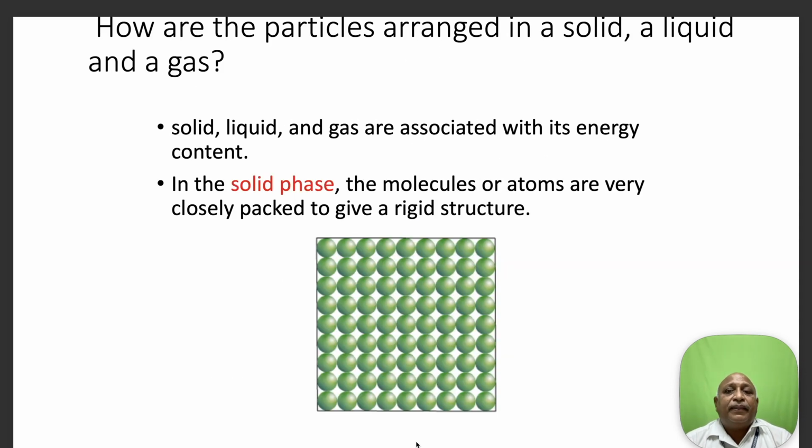Next we'll see how the particles are arranged in solid, liquid and gas. Solid, liquid and gas are associated with their energy content. In the solid phase, the molecules or atoms are very closely packed to give a rigid structure. By seeing the picture, you can understand that the molecules or atoms in the solid material are rigidly packed.